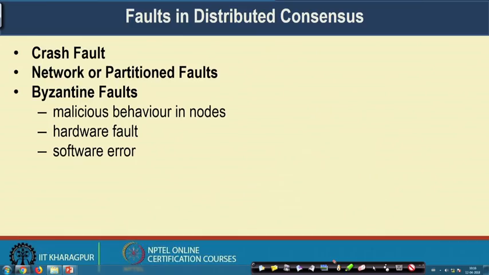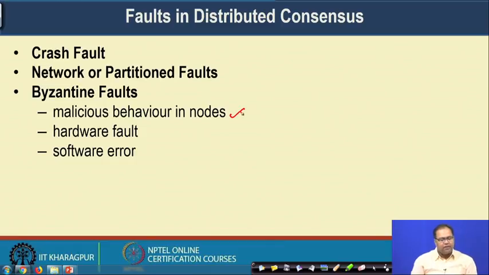Then you can have the network or the partition fault, where because of a network fault the entire network gets partitioned and the message from one partition is not able to get propagated to another partition. The third type of fault, which is difficult to handle in a distributed environment, is a Byzantine fault. So, you have malicious behaviors among the nodes, which may come due to certain hardware faults or software faults. This Byzantine fault is that for certain views the node is behaving in one way, whereas for certain other views the node is behaving in a different way.